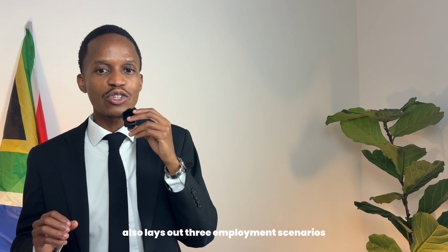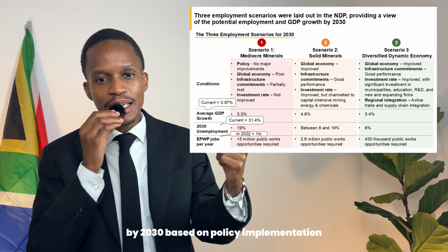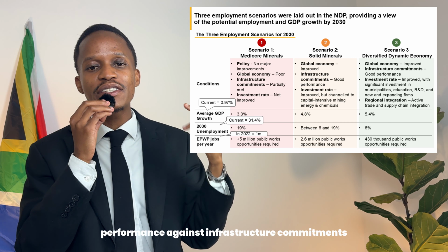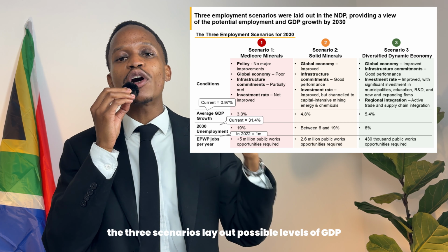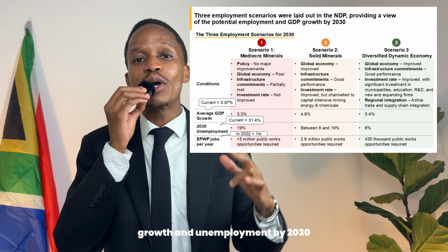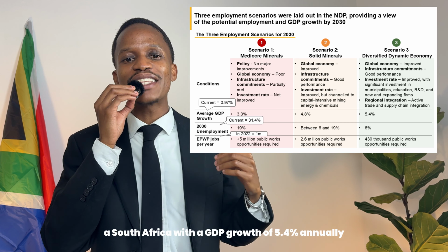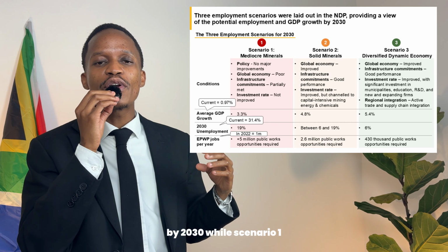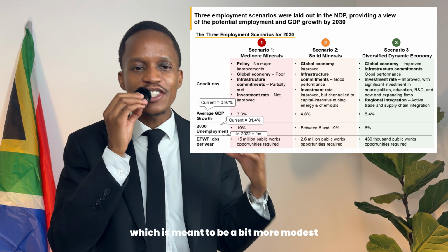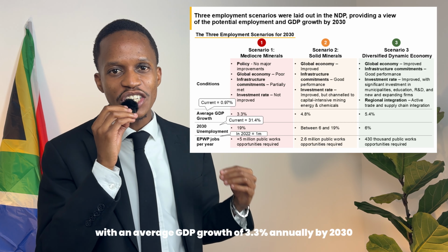Chapter 3 of the National Development Plan also lays out 3 employment scenarios which outline 3 possible outcomes for the economy by 2030. Based on policy implementation, performance against infrastructure commitments, the nature of investment in the economy, and the level of regional integration, the 3 scenarios lay out possible levels of GDP growth and unemployment by 2030. Scenario 3, which is the more optimistic one, envisions a South Africa with a GDP growth of 5.4% annually by 2030, while scenario 1, which is meant to be a bit more modest, foresees a South Africa with an average GDP growth of 3.3% annually by 2030.